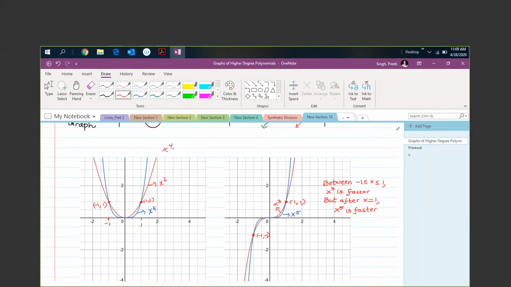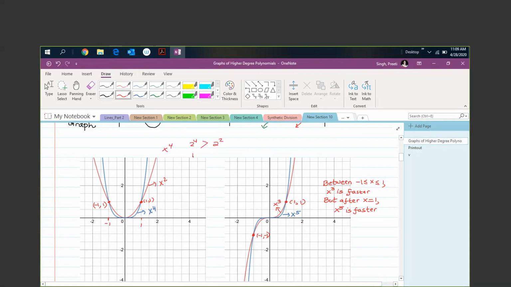Number 4, as you can see, x to the 4th: if you do 2 to the 4th versus 2 squared, clearly 2 to the 4th is way higher than 2 squared. So x to the 4th approaches infinity faster. But in between -1 and 1, in this small interval, it's actually lower.